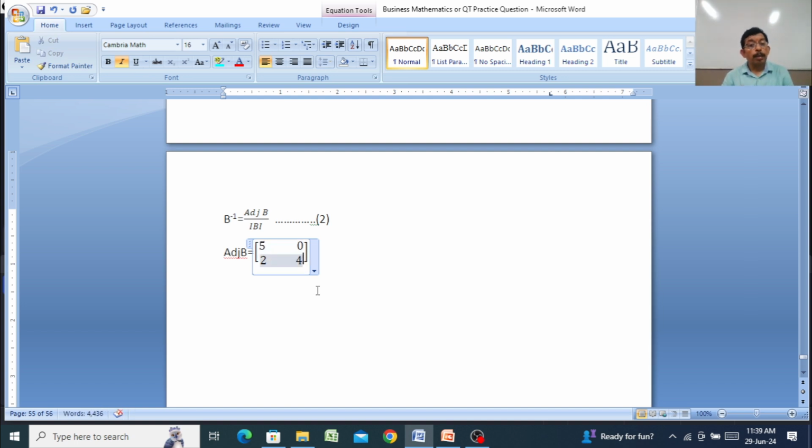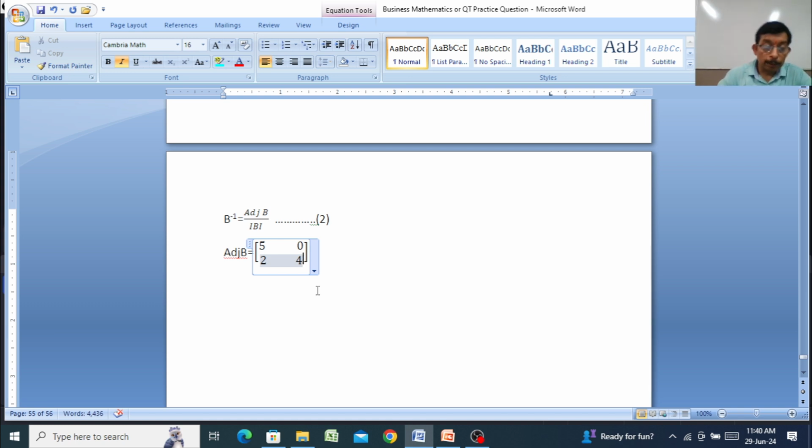In the long method, find the cofactor of each element, C11, C12, C21, C22, because the number of elements is 4. Then we find the cofactor matrix, and after that the transpose of the cofactor matrix. Then we find adjoint of B. This is the long procedure. But in the shortcut, in a 2 by 2 matrix, if we interchange the main diagonal elements and replace the sign of the off diagonal elements, we find the adjoint.